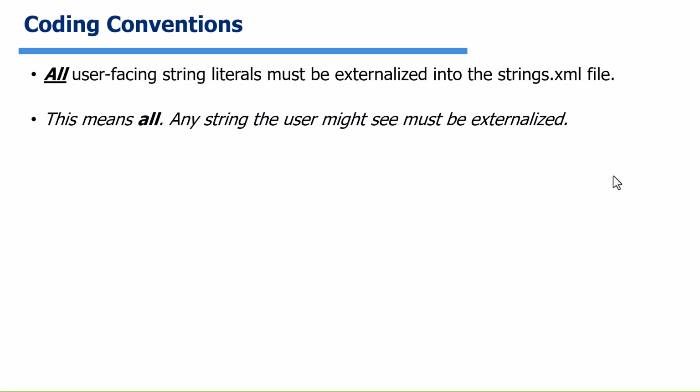Those things are not facing the user. The user never sees those. But anything that the user is going to see, we want to put in a string.xml file. What this does is it allows us to very easily translate into other languages, for example, or different locales. It's really a great habit to get into, because if you start off by explicitly putting string literals all over the place, things aren't going to end well.